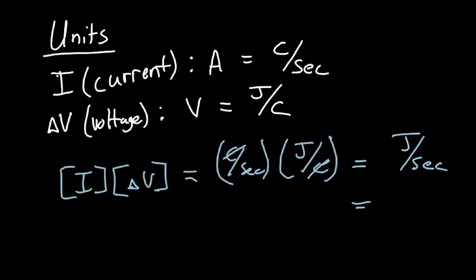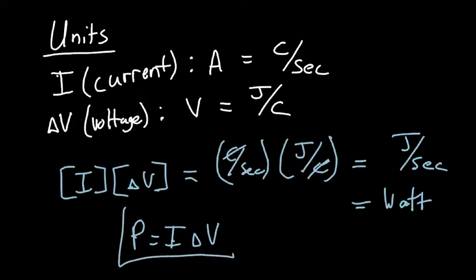Now, we had another name for joules per second. We called that a watt. So this kind of helps us to see, oh, hey, if we took the current times the voltage, the units would work out right for power. And it turns out it's not just the unit, it's actually the numerical value that works out. So P equals I delta V is an equation that we use to calculate the power through a resistor.